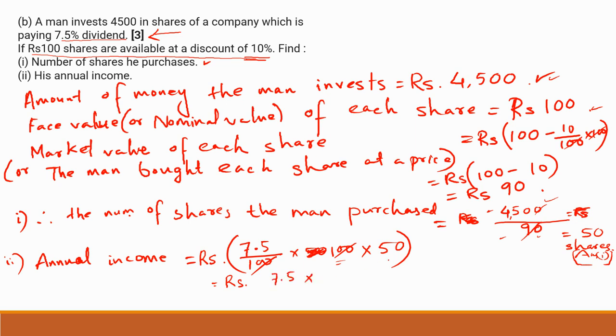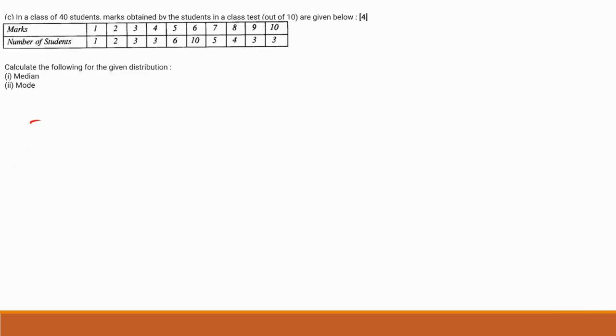This is just a calculation trick. It might be helpful. So 50 you can write as 100 by 2 also, right? 50 means 100 by 2. So rupees 7.5 times 100, we all know it is an easy calculation, 750 by 2. This means rupees 375. So this is the answer to question 2. Hope this is clear to you. Let's move on to the next question.